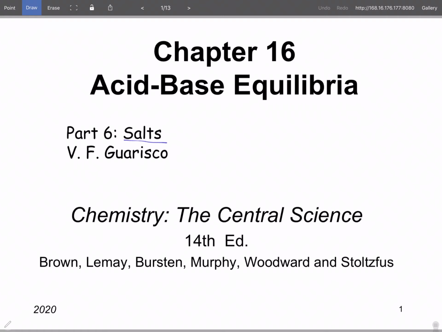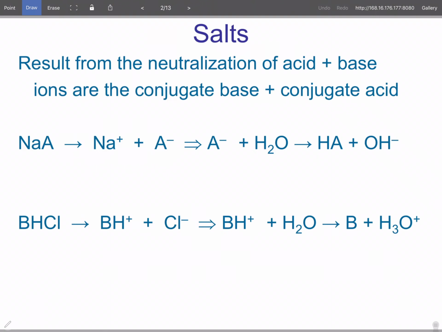And we have done weak acids and weak bases. Now we're going to move on to salts. Salts result from the neutralization of an acid plus a base. The ions are the conjugate base plus the conjugate acid. Remember when we talked about neutralization reactions, we have an acid plus a base in 1211. We're going to produce a salt plus water.